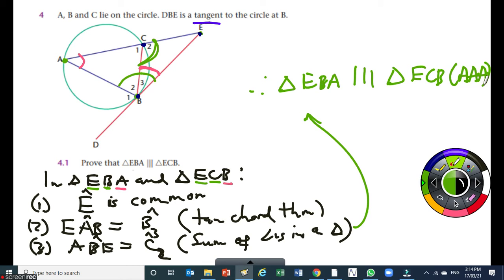Okay? So, sir, for the tan chord theorem, we're going to have to identify where AB or substance. No. Okay.